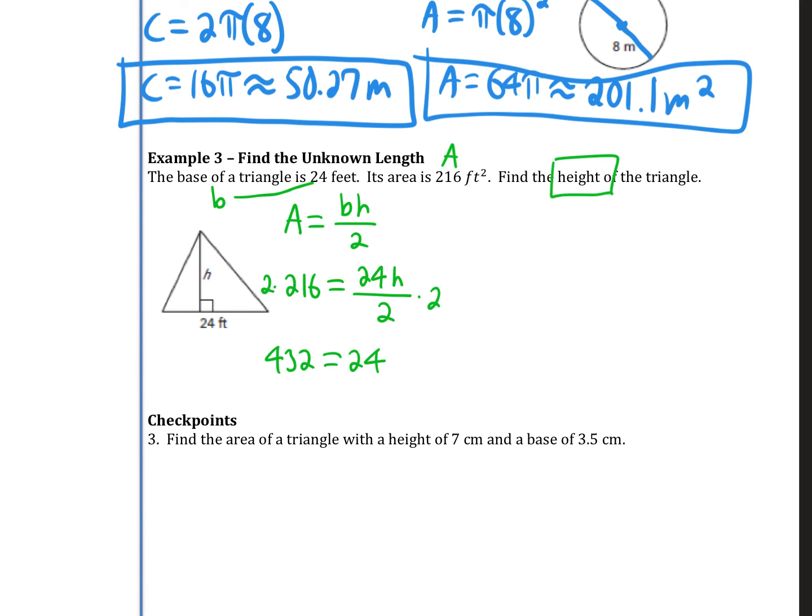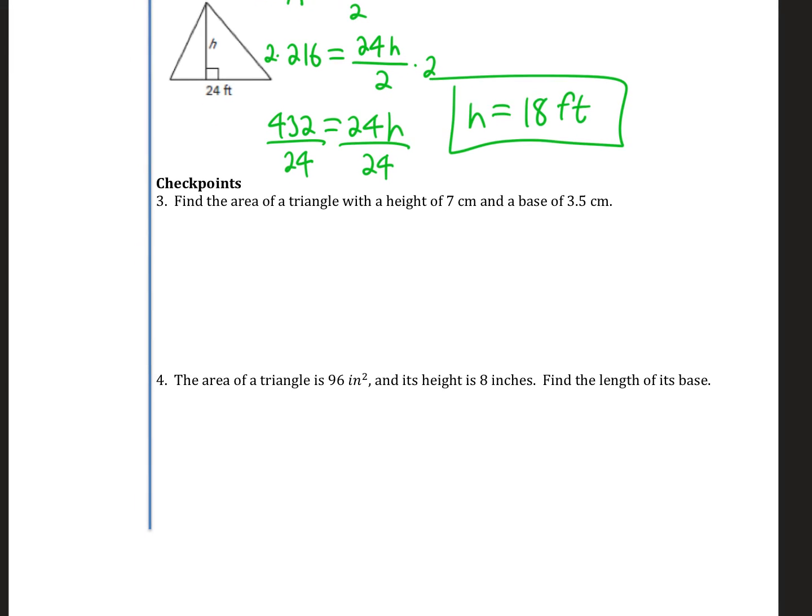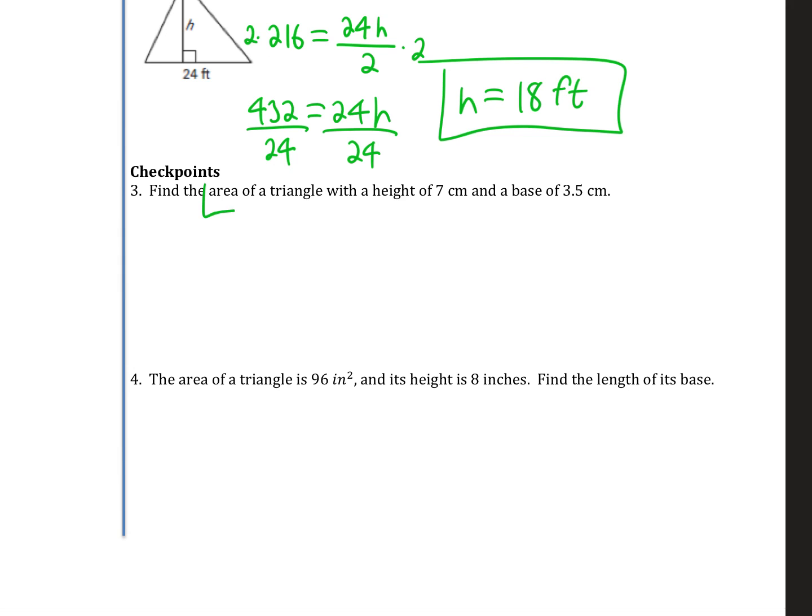Now what do we do? Now we're going to divide by 24. And h is going to be equal to 18 feet. Okay? All right, why don't you guys go ahead and try checkpoint 3. You're actually looking for the area. I'll box the area here. And for this one down here, you're looking for the base. So why don't you guys see if you can do 3 and 4. Pause the video, give it a try.